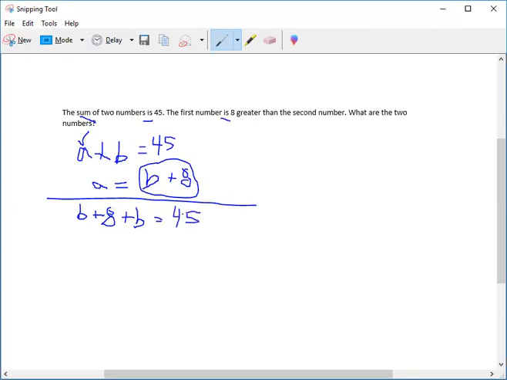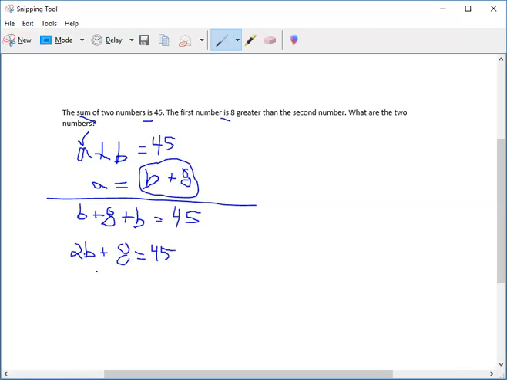Next step is the one people most often forget, combine like terms. I have a b here and a b here, means I've got two b's. Plus 8 equals 45. Okay, now I want to solve for b, get it by itself. I've got two things to get rid of. I've got a 2 times b, that hidden multiplication there, and a plus 8.